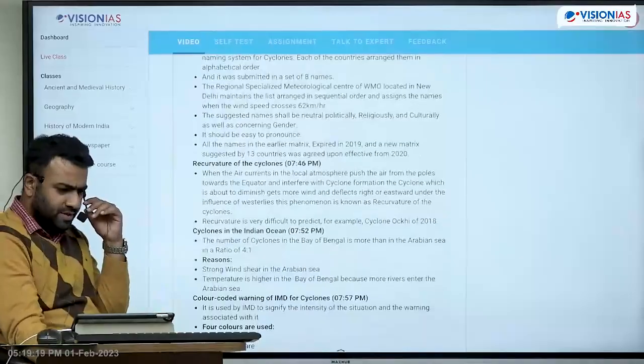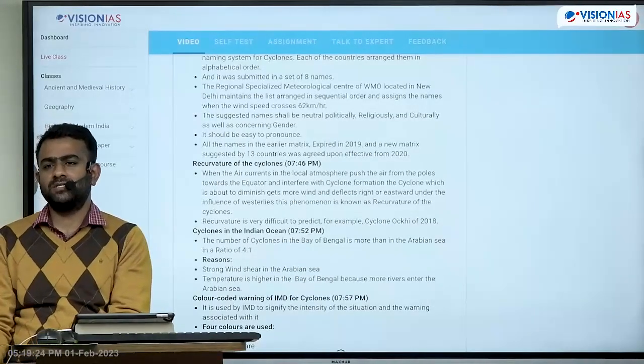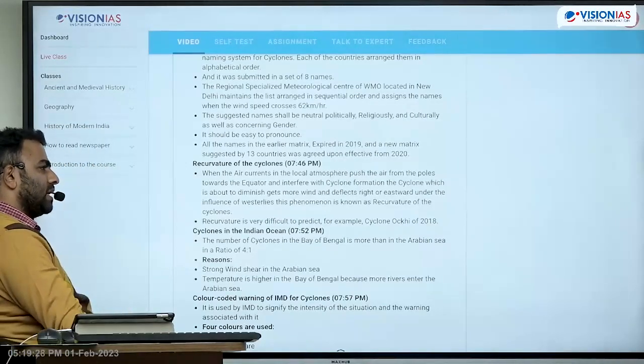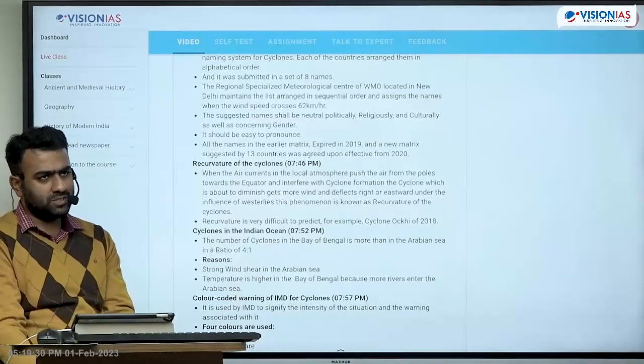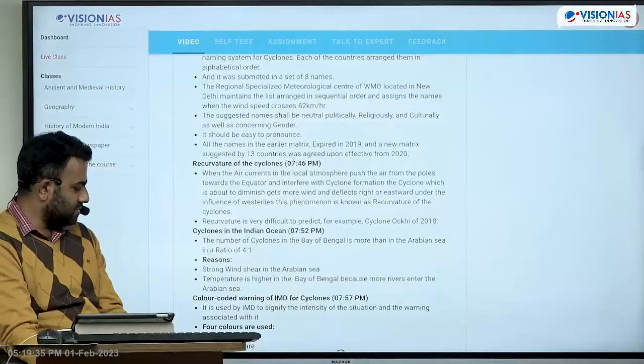Recurvature is a phenomenon where the cyclones which are about to die out get energized by a fresh supply of winds due to currents from the polar region, and it comes under the influence of westerlies and starts to move towards the northeast direction. So that is called recurvature.